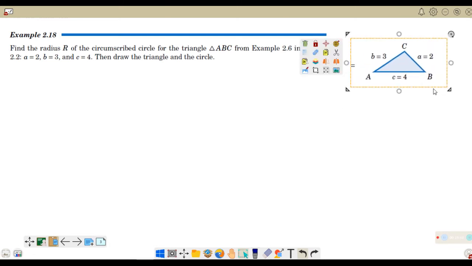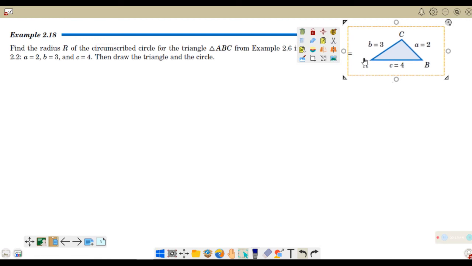Lakihin natin ng konti. Ngayon, drawing tayo ng circle na magkukulong dun sa ating triangle. Una, we have to find the radius r of the circumscribed circle for triangle ABC from example 2.6 in section 2.2, which has the sides A is equal to 2, B is equal to 3, and C is equal to 4. The problem here is we are not sure whether AB is also a diameter.